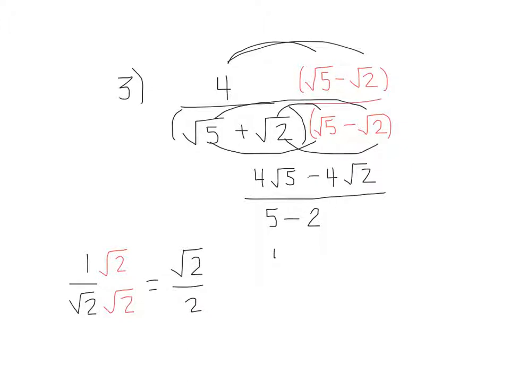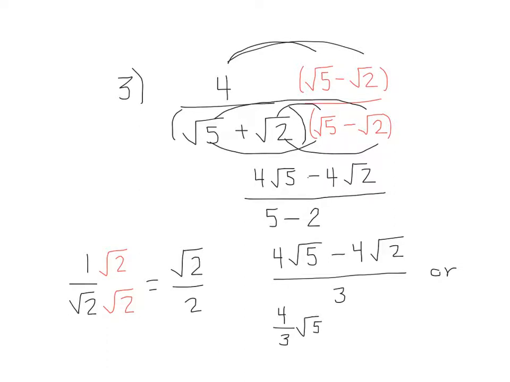What we now have is two things on top that are not like terms, so cannot be combined, and we can't simplify them further. And on bottom, we have 5 minus 2, which is 3. That is an acceptable answer, or if you choose, you can break that apart into two fractions. That would be 4/3 root 5, I just divided the first term by 3, minus 4/3 root 2. I just divided the second term by 3. Either of those is an acceptable answer.